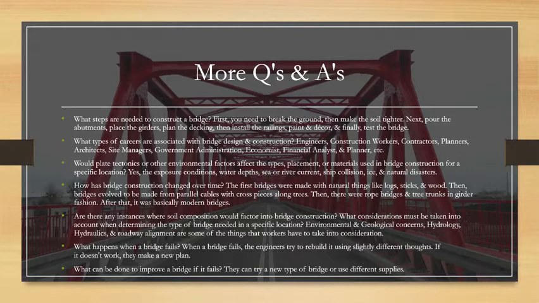Are there any instances where soil composition would factor into bridge construction? What considerations must be taken into account when determining the type of bridge needed in a specific location? Environmental and geological concerns, hydrology, hydraulics, and roadway alignment are some of the things that workers have to take into consideration. What happens when a bridge fails? When a bridge fails, the engineers try to rebuild it using slightly different thoughts. If it doesn't work, they make a new plan. What can be done to improve a bridge if it fails? They can try a new type of bridge or use different supplies.